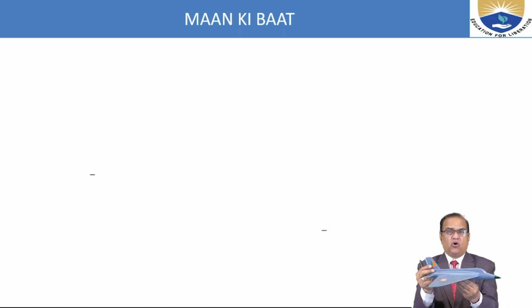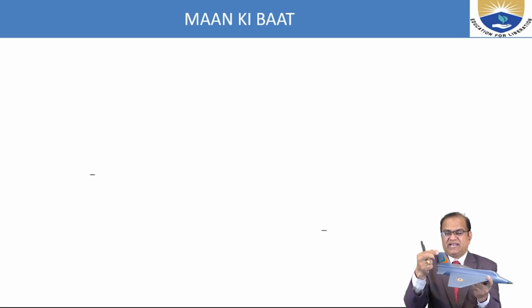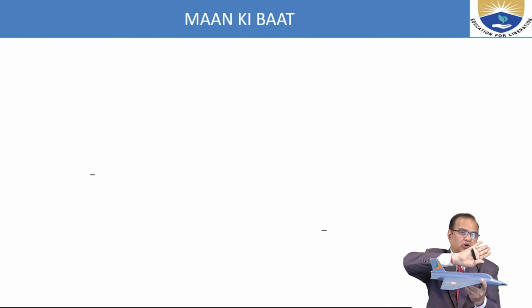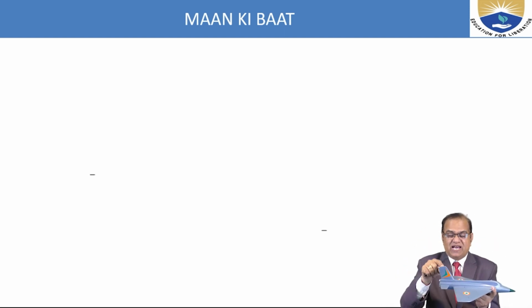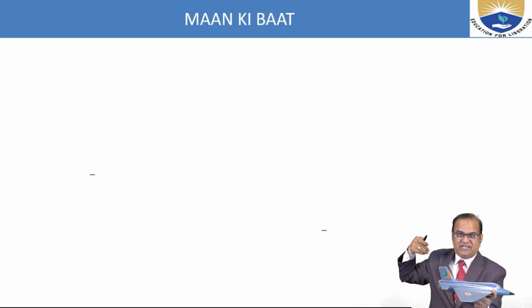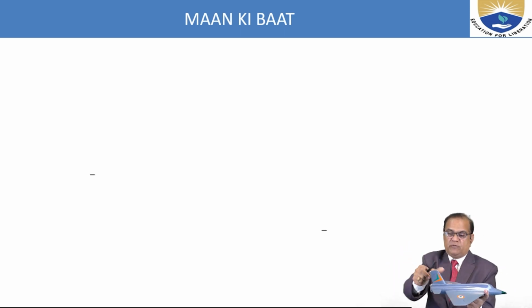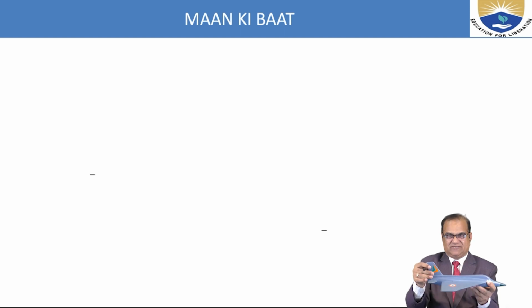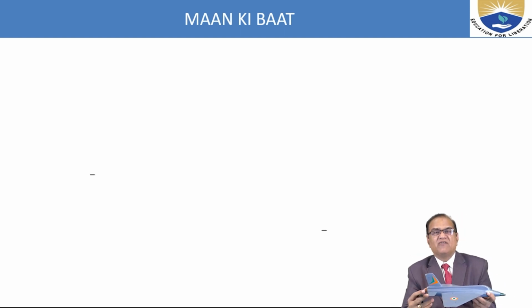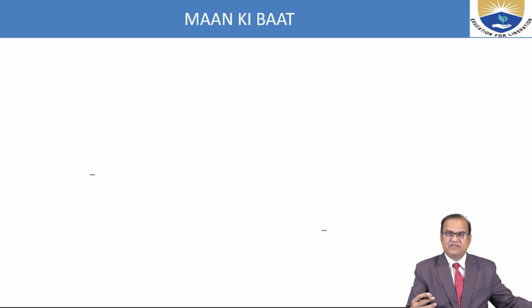If you want to yaw, there is a rudder. If you want to turn towards the right, the rudder should go right, because a force has to be generated towards this side, so the tail will go left. So it will move like this, because it is with respect to the center of gravity. In this way, all three motions are performed on the aircraft.